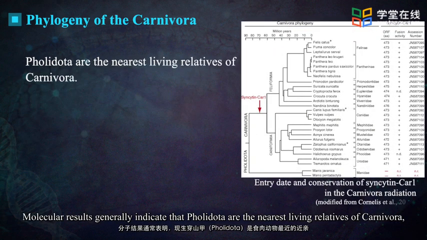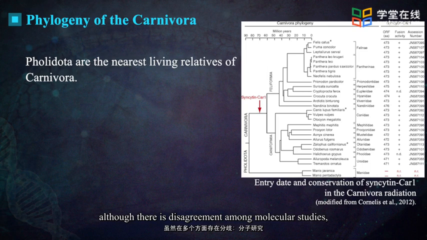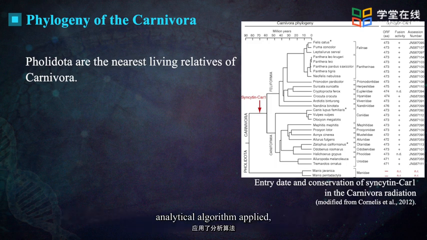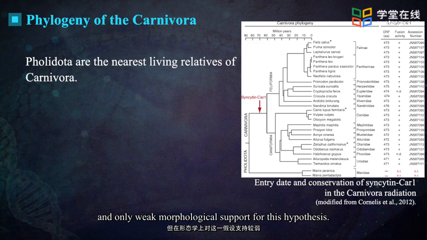Molecular results generally indicate that Pholidota are the nearest living relatives of Carnivora, although there is disagreement among molecular studies, variability in taxon sampling and topologies among various molecular studies, analytical algorithm applied, and only weak morphological support for this hypothesis.